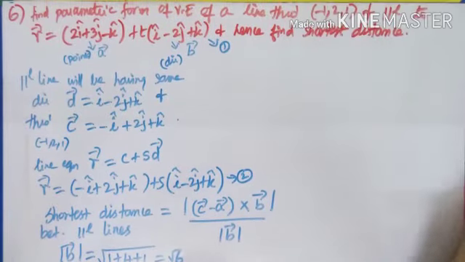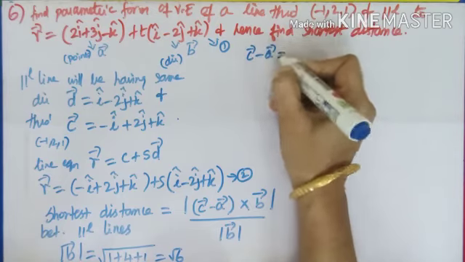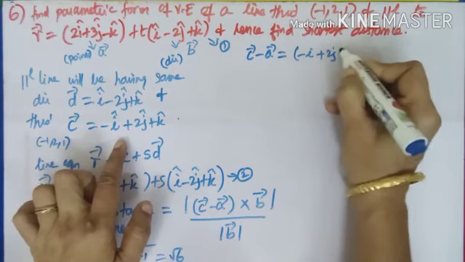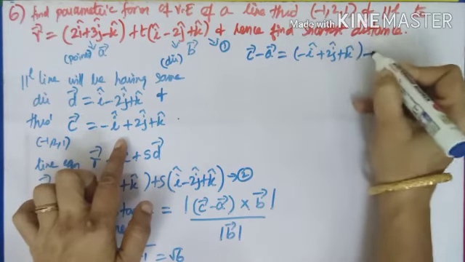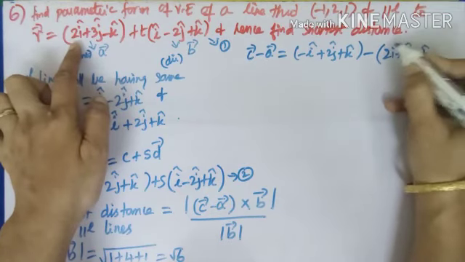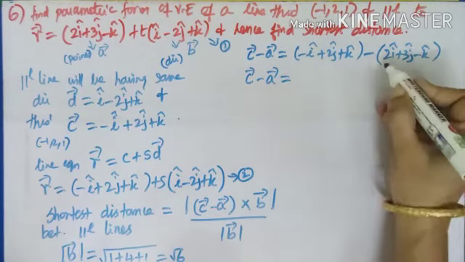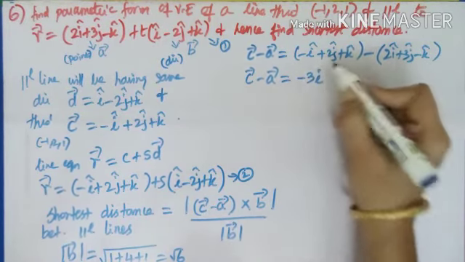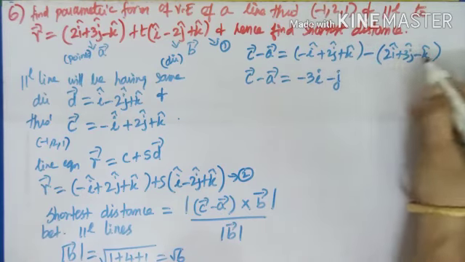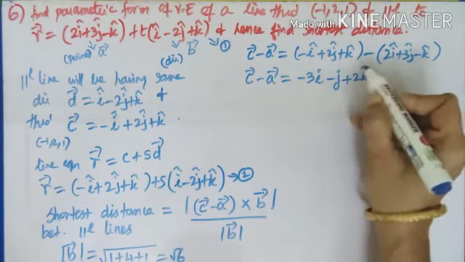I have to find out C minus A. What is C minus A? The C vector is minus i plus 2j plus k, minus the A vector, which is 2i plus 3j minus k. Subtracting, I get minus i minus 2i, that is minus 3i; 2j minus 3j, that is minus j; k minus of minus k, that is k plus k, which is 2k.